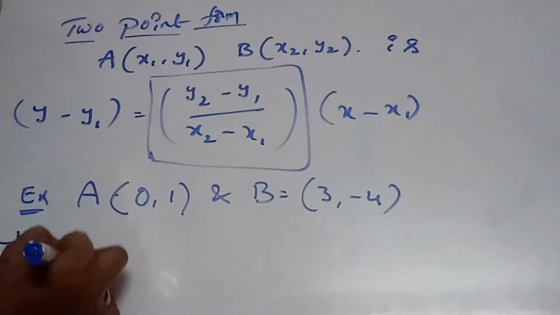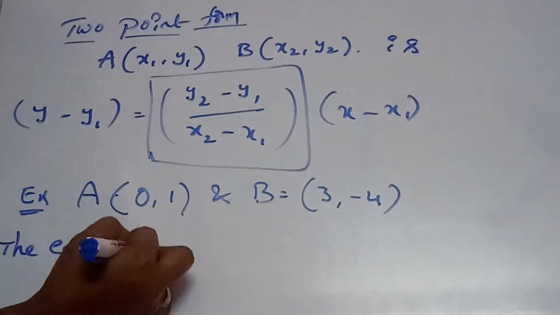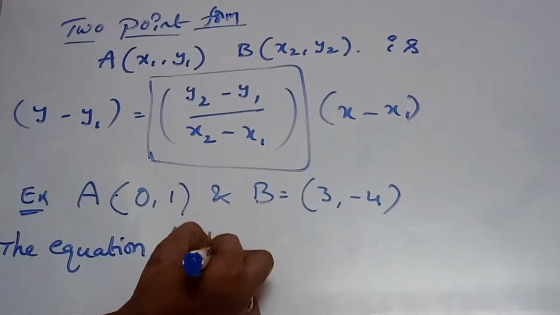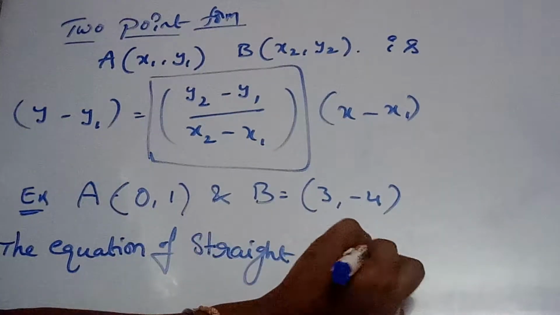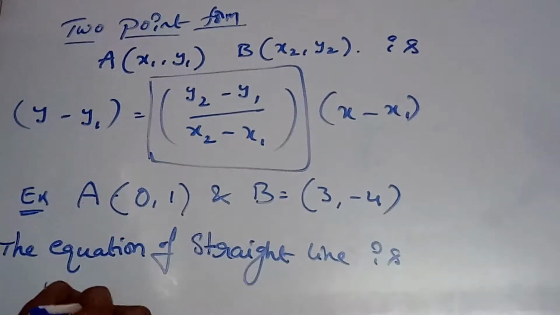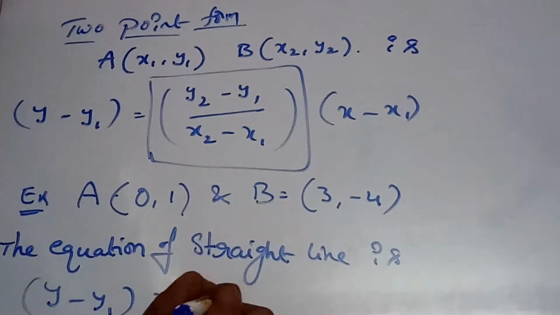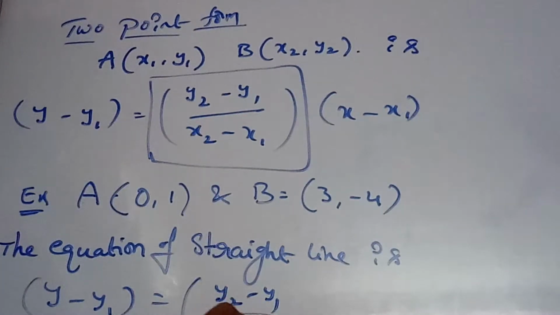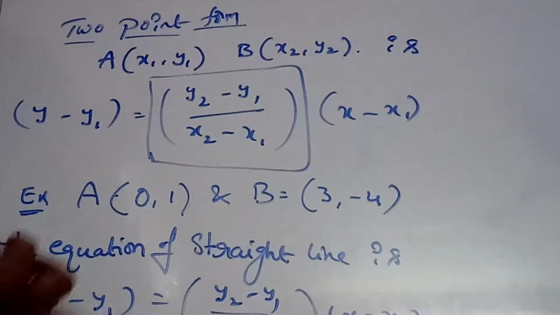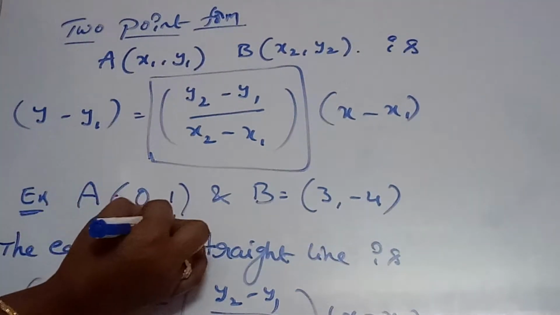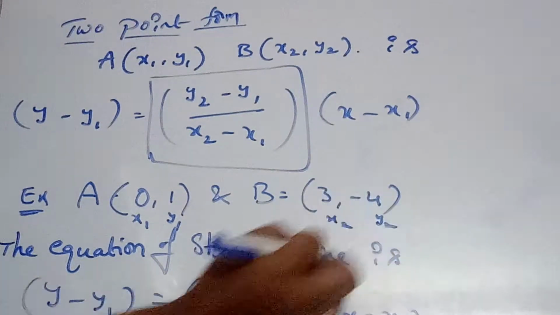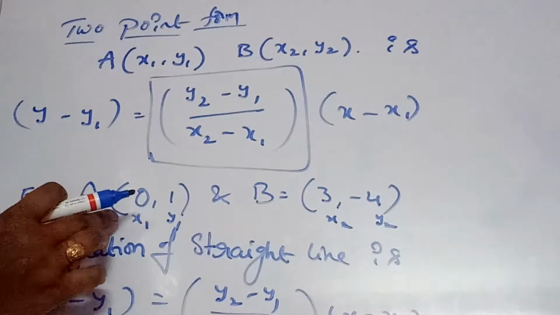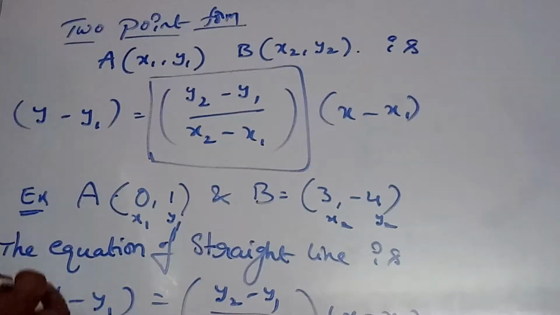the equation of a straight line is y minus y1 is equal to (y2 minus y1) by (x2 minus x1) into (x minus x1). This is the formula. Here we take x1 and y1, and also the given second point x2 and y2. Substitute these values and we get the equation of the straight line.